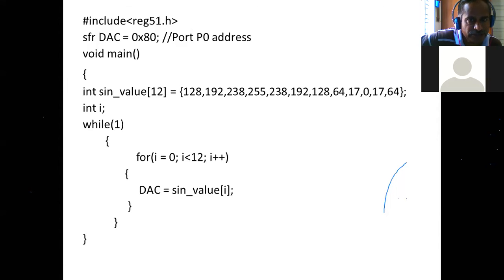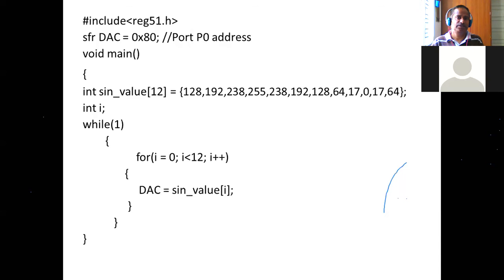0x, it means to write a number in hexadecimal, we use 0x. 80 is not a decimal number, it is a hexadecimal number. Because of that, we are writing 0x. We know that the port 0 address is 80. Now start the program. Void main.